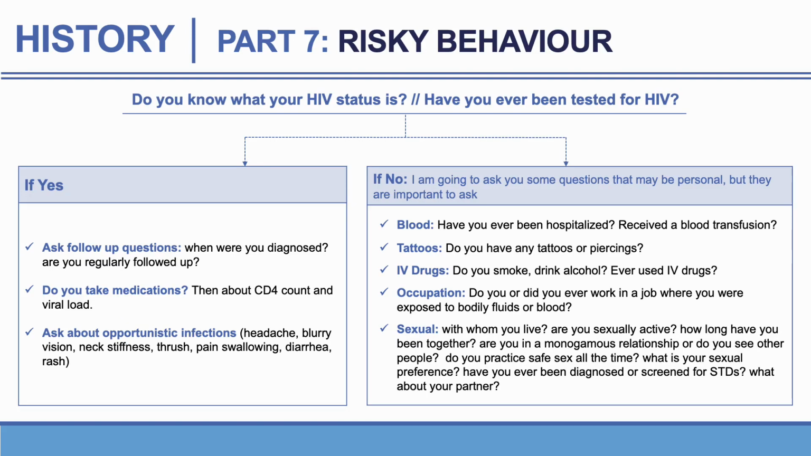So next we want to screen for risky behaviors. This is typically to rule in or rule out HIV, which has caused PCP and is now causing their chronic cough. So a nice way to do this would be to start by asking the patient if they know what their HIV status is or if they've ever been tested for HIV.